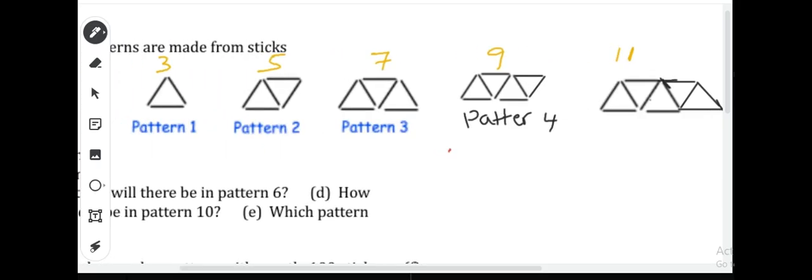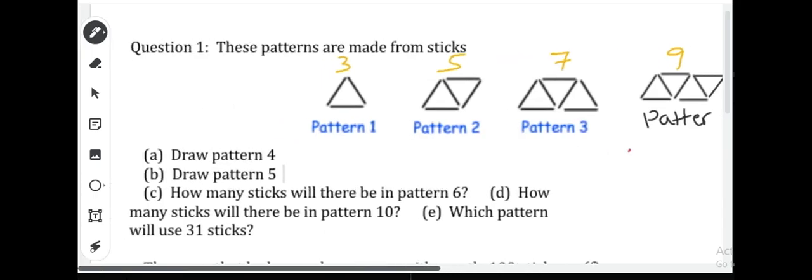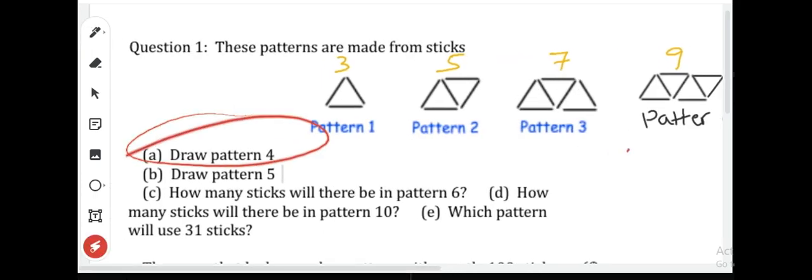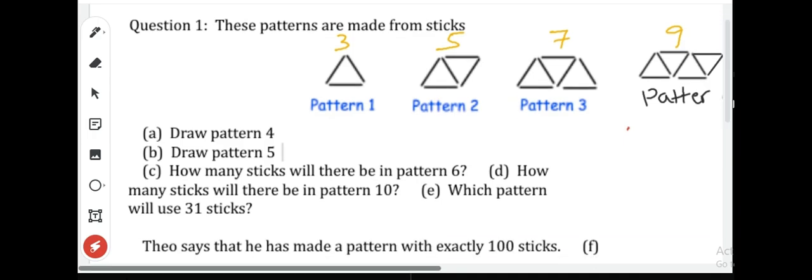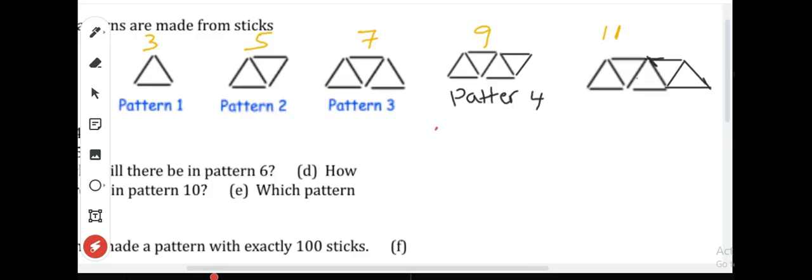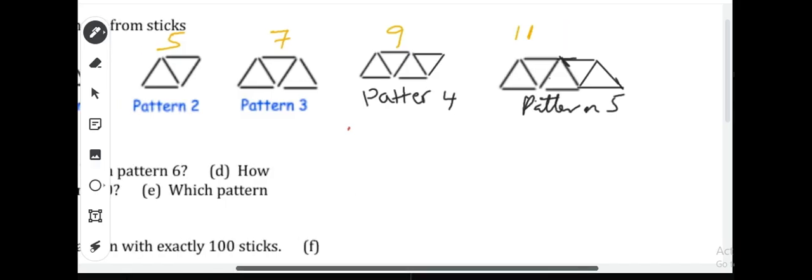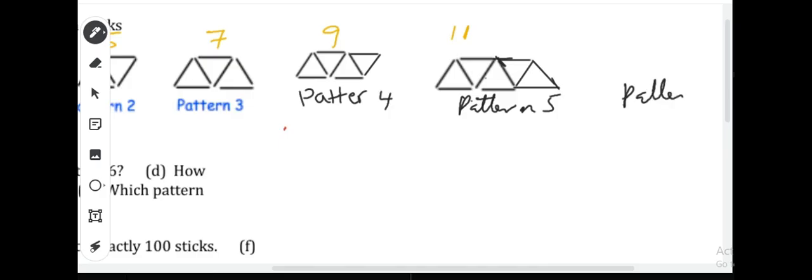Okay, now it says we've drawn pattern 4 and pattern 5. It says how many sticks will there be in pattern 6? We can actually get it. This is pattern 1, pattern 2, pattern 3, pattern 4, pattern 5. This is pattern 5. Obviously pattern 6 will be plus 2 again, because the term to term rule is plus 2.